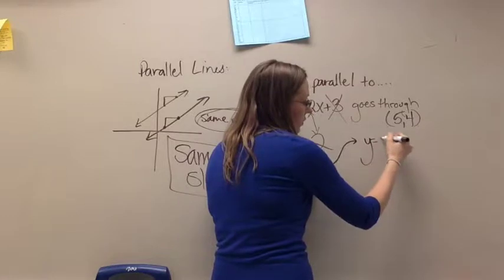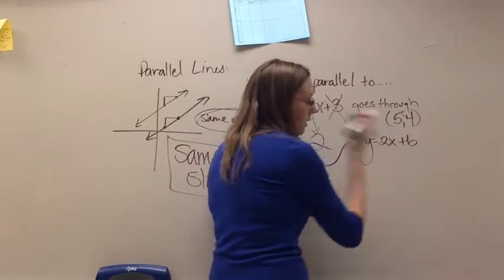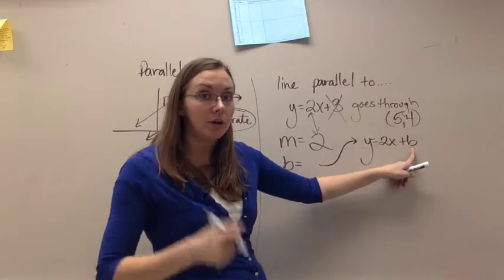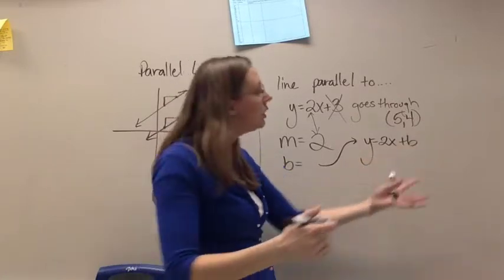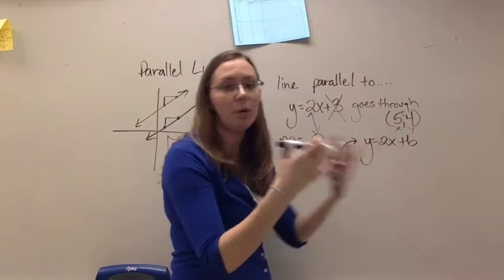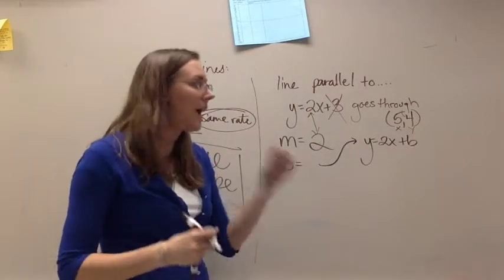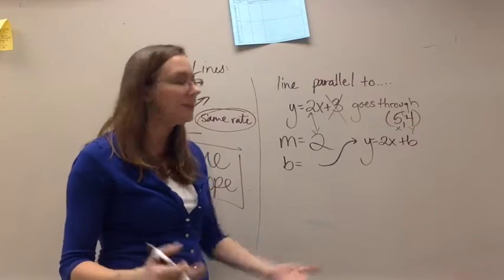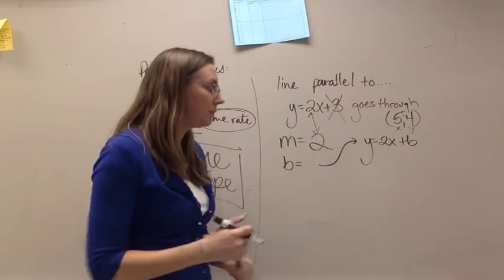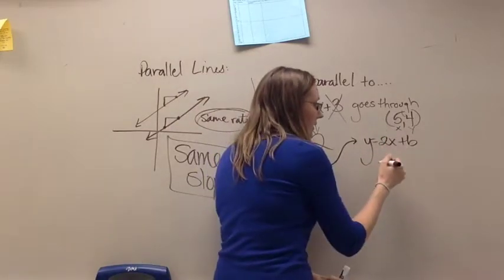So I have y equals 2x plus b. I need to find my b. Hopefully you all are like, plug in the point. That's true. We're going to take this, plug in 5 for x and 4 for y. It's exactly what we've been doing, okay? It's exactly like finding the equation from 2 points, except because it's parallel, we already know our slope. It's easier. So now I'm going to plug in 5 for x, 4 for y.